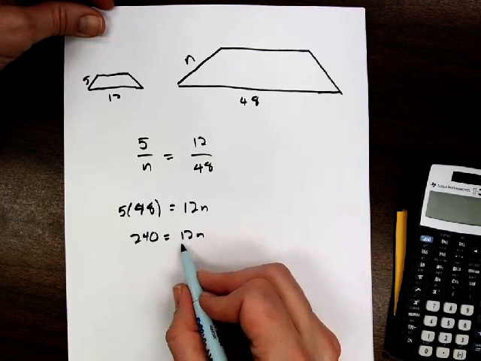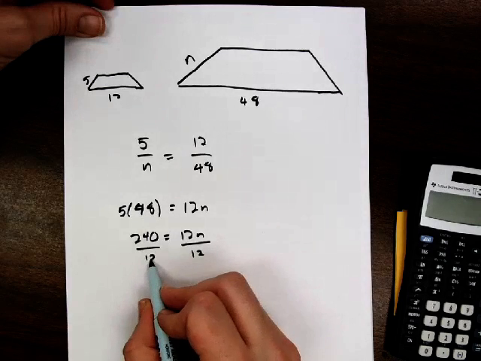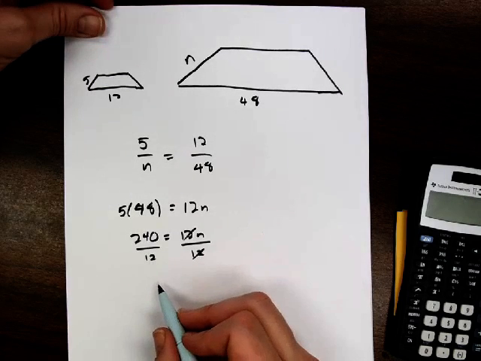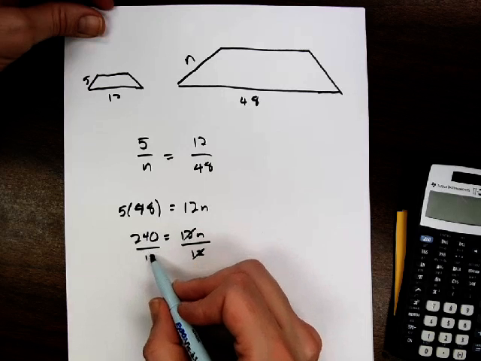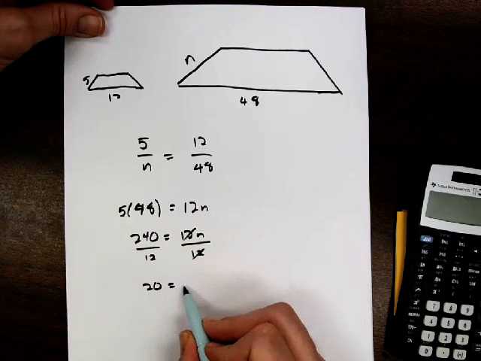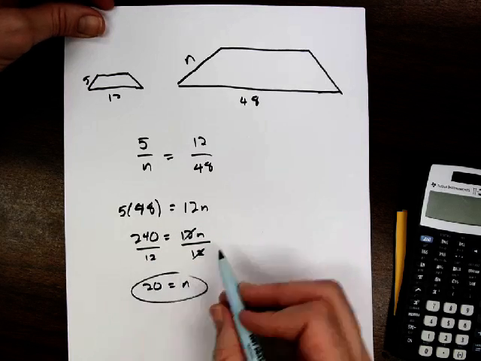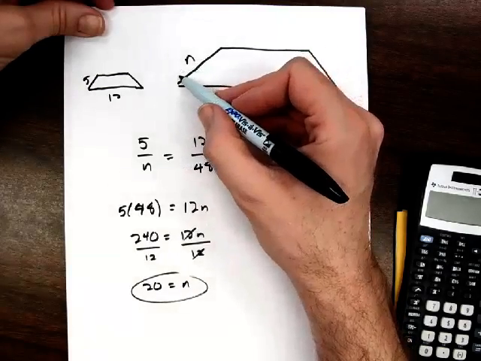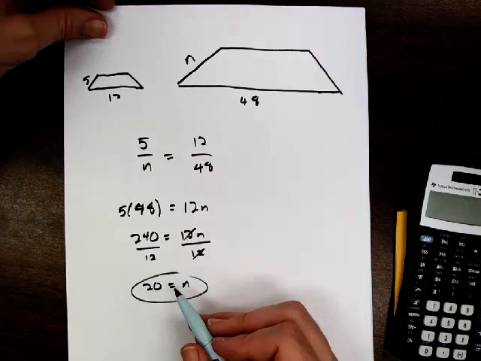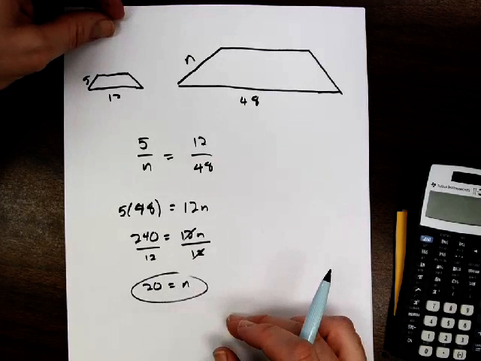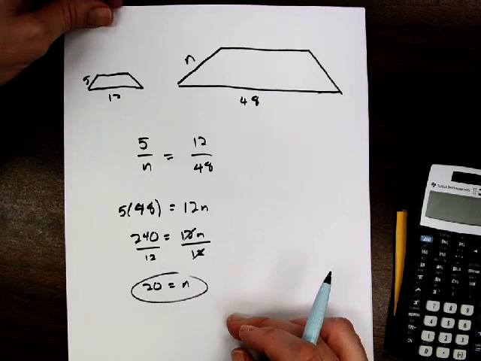And when I go ahead and divide both sides by 12, I would discover that 20 is equal to my n. So I'd say that this leg of this trapezoid has a length of 20. And that's how we go about setting up these similar figures.